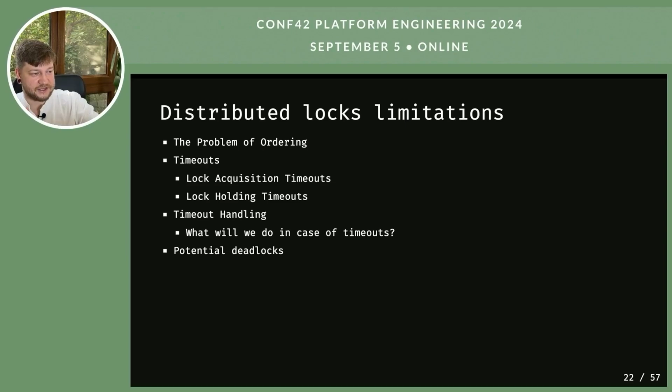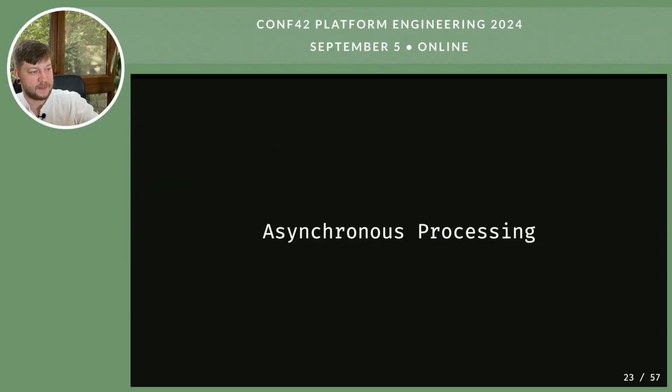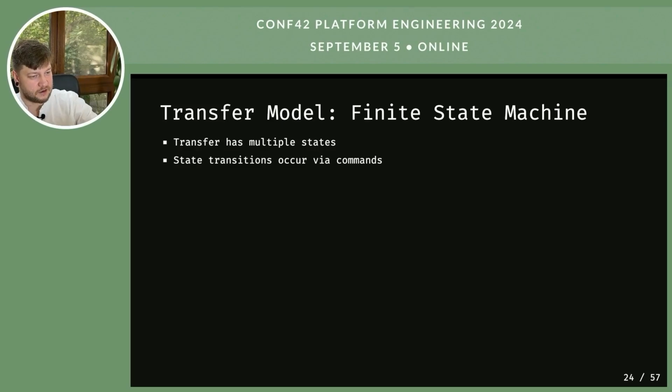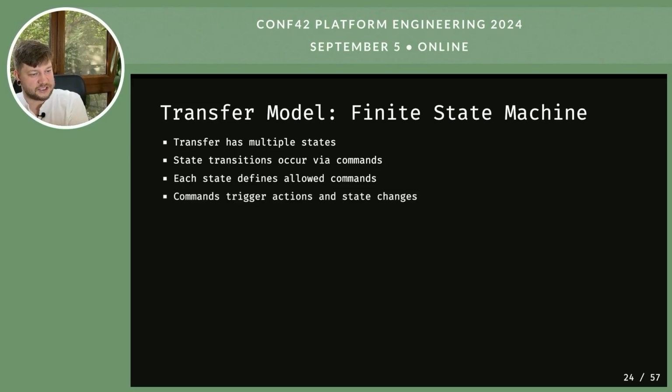Okay, let's try to switch to asynchronous processing. Let's first define what the transfer model is. Actually, it is a finite state machine, right? The transfer has multiple statuses, state transitions occur via commands, each state defines allowed commands, and commands trigger actions and state changes. That's all. So it's just switching between states because of some events or commands. We cannot go from payment received to payment waiting, just because it's impossible in our domain.